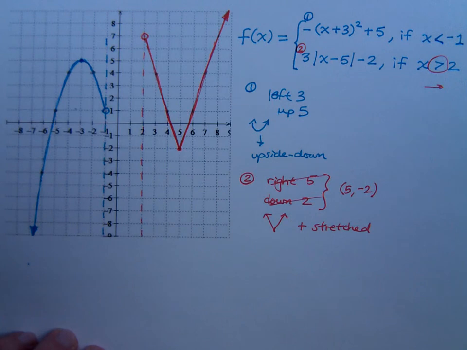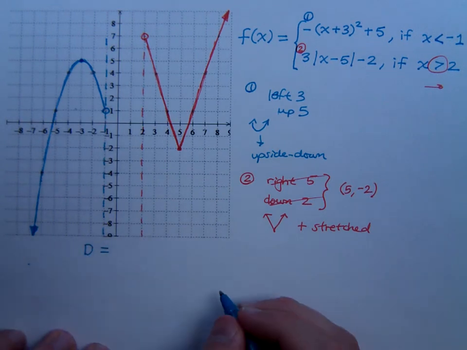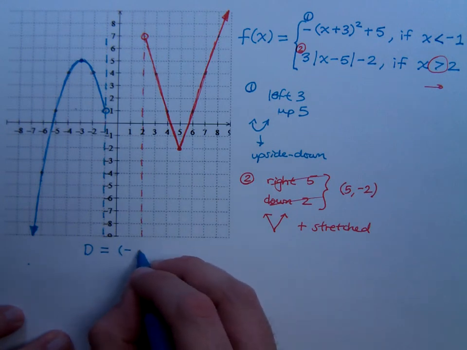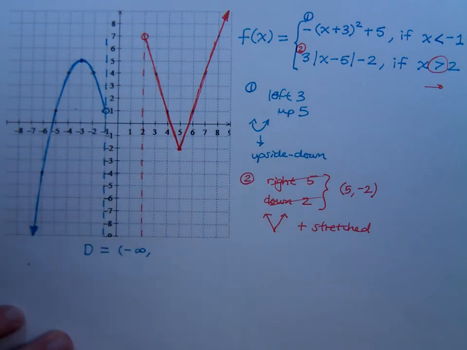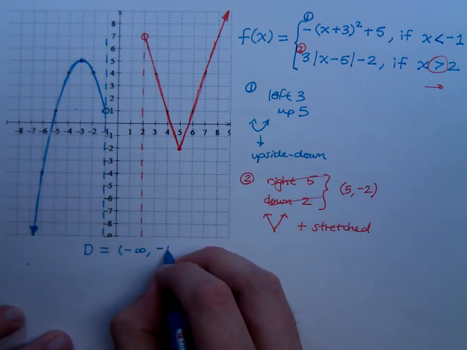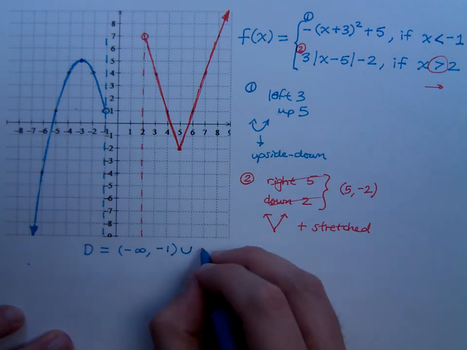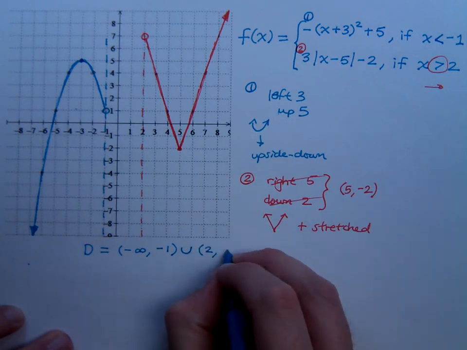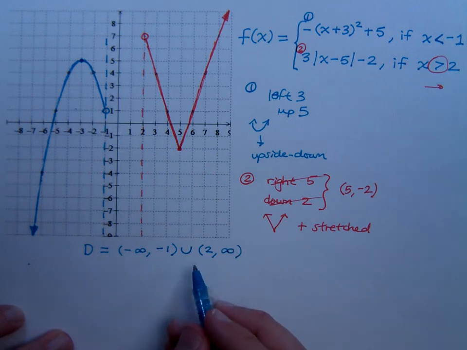Now, if I were to look at this, here's a good question for you based on what we've seen so far. What is the domain for this function? Well, it's not negative infinity to infinity, because look, I take a break right here in the middle. Negative infinity to negative 1, union what? 2 to infinity. And I'm using parentheses on negative 1 and 2 because I don't get to include that.